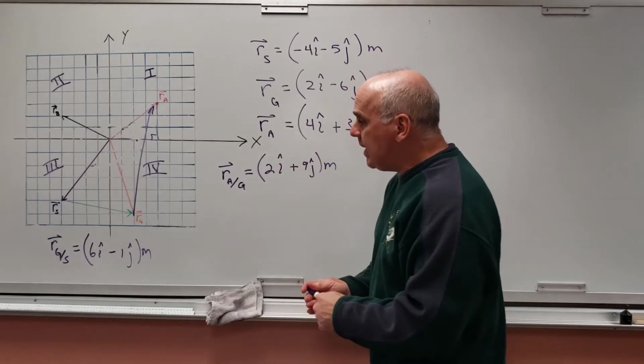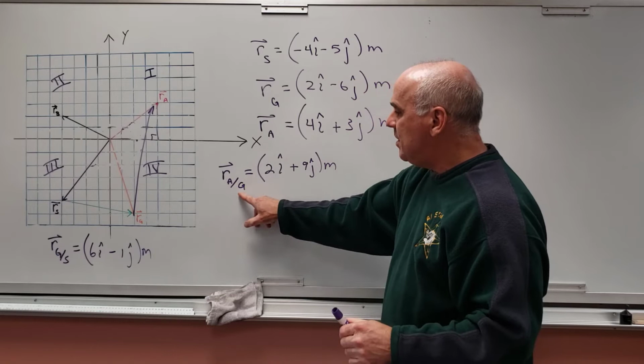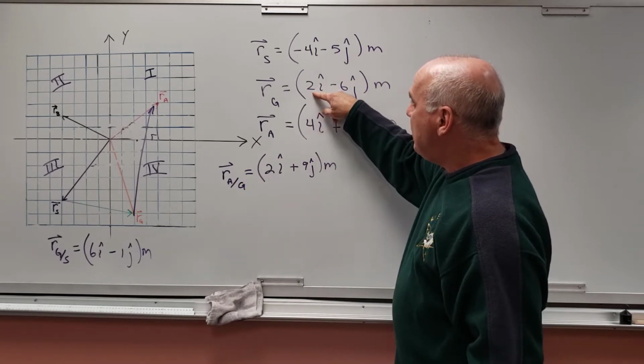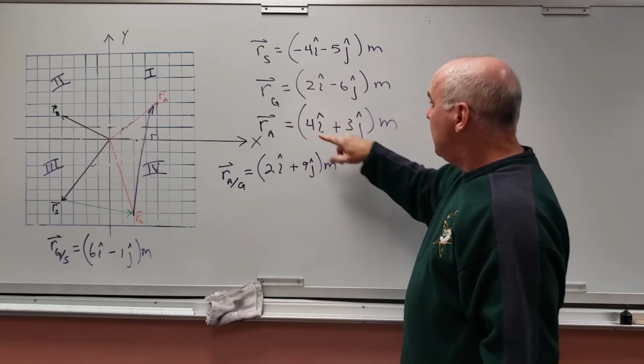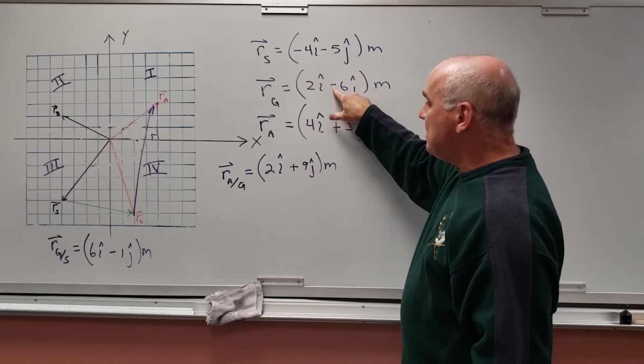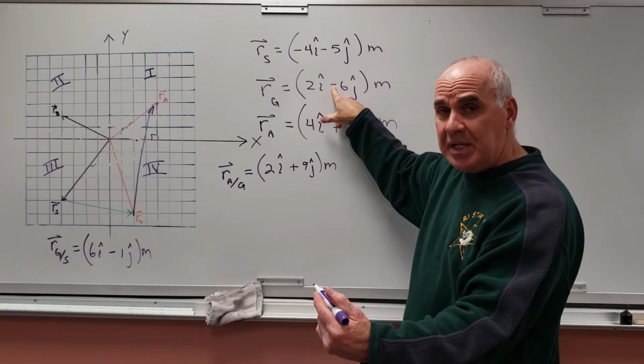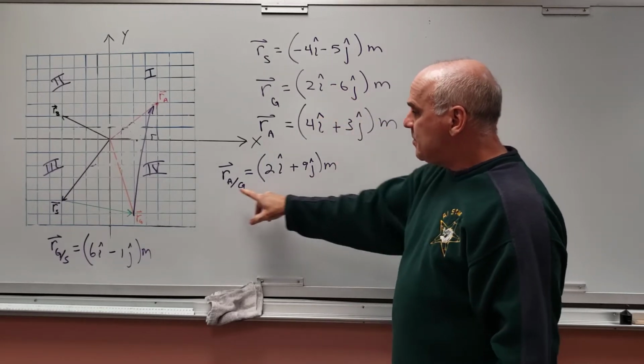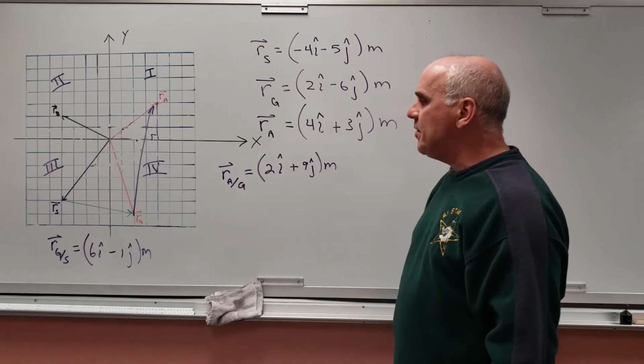Okay, and again, I can get that by taking the position of Adam minus the position of Grayson, right? So 4i minus 2i is 2i, and 3j minus negative 6j, so minus a minus becomes plus, 9j meters. So that's the position of Adam with respect to Grayson.